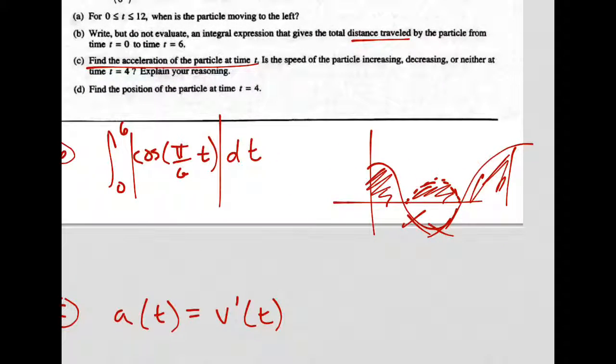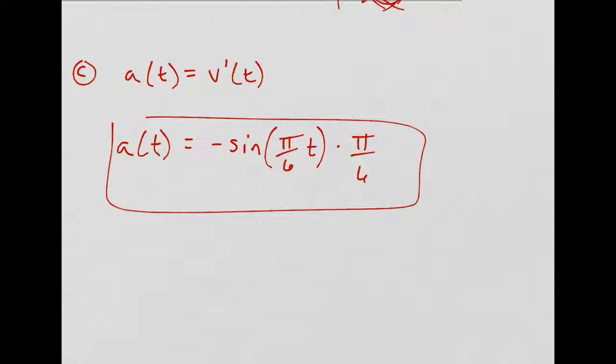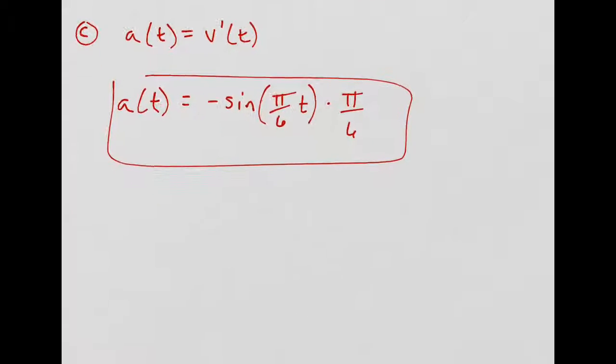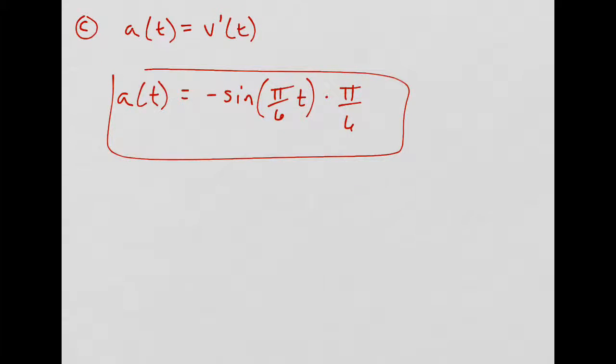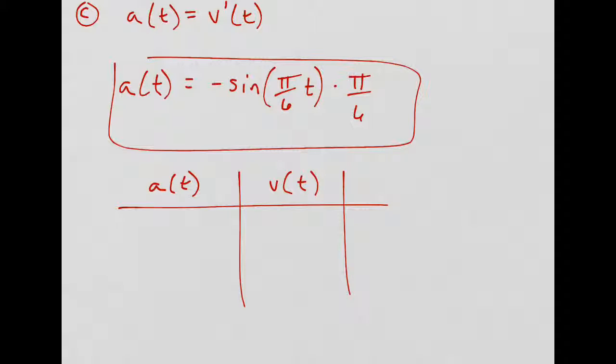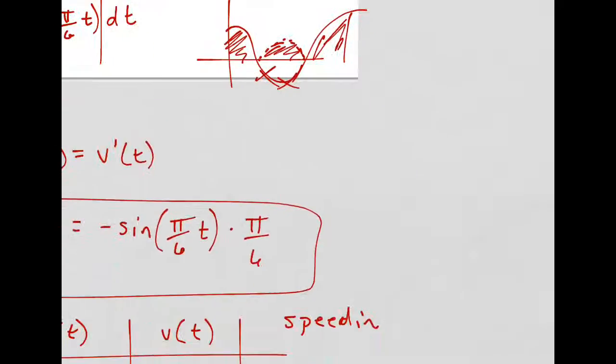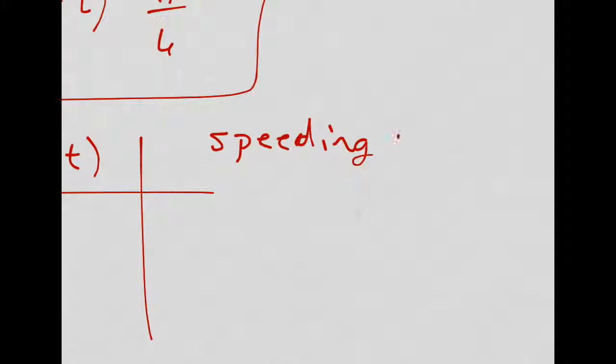Is the speed of the particle increasing, decreasing, or neither at time t equals 4? Explain your reasoning. Remember, when it's talking about speed, we had a little chart with acceleration, velocity, and speeding up or slowing down. Is that what it's asking for? Particle speed increasing or decreasing? Yeah, speeding up or slowing down.